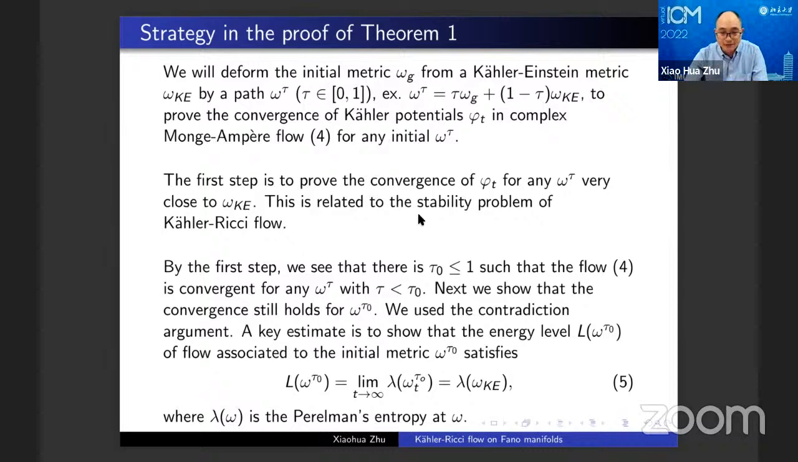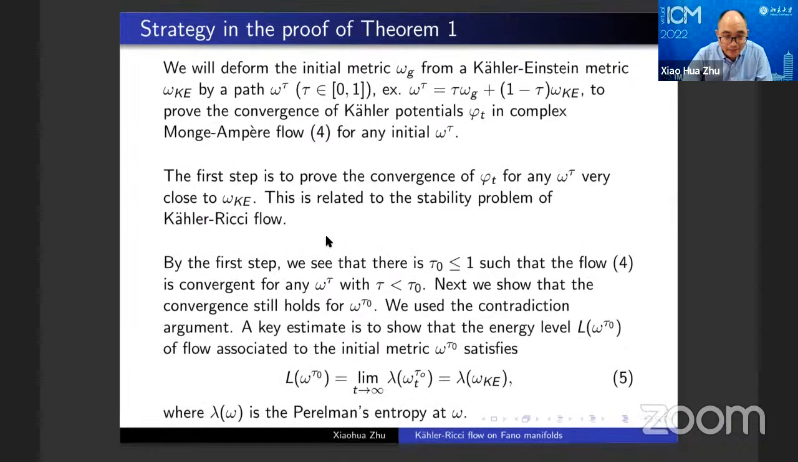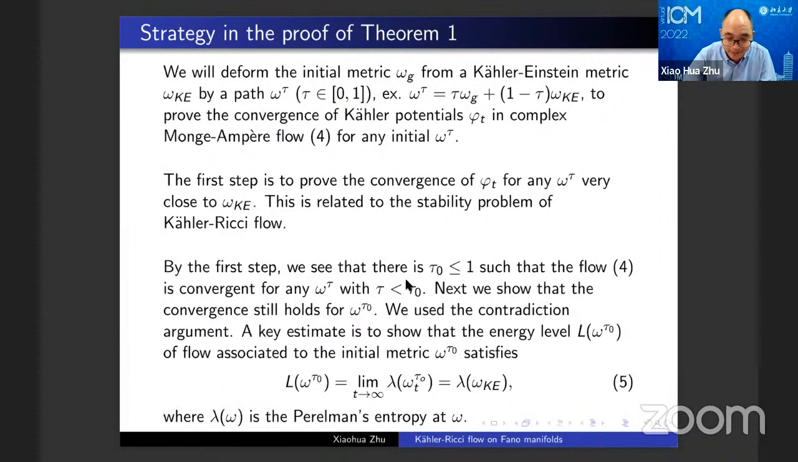Next, we show it for any tau. By the first step, we see there is a tau_0 such that the flow is convergent for any omega_tau, for tau strictly less than tau_0. Next, we shall prove the convergence at tau_0. So we show the convergence still holds for omega_tau_0.